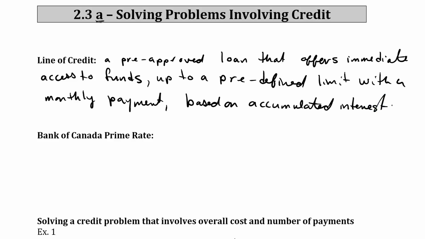Lines of credit generally have lower interest rates than credit cards. Just from personal experience, my line of credit hovers between 6 and 7%, whereas credit cards are 19.99% or even higher than that.